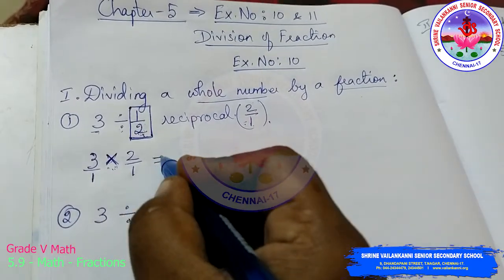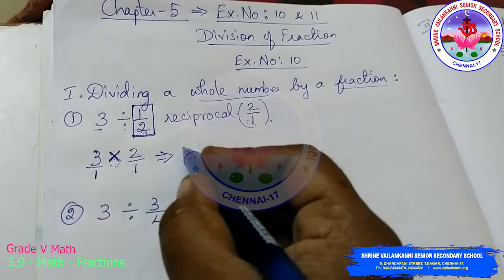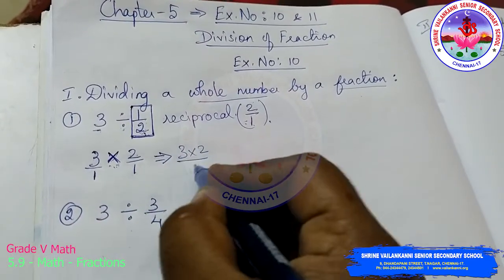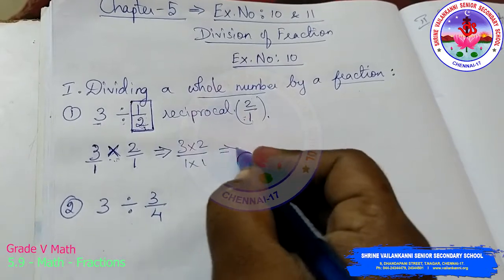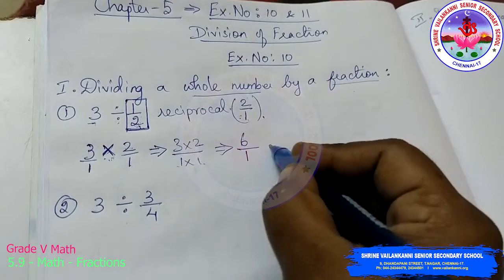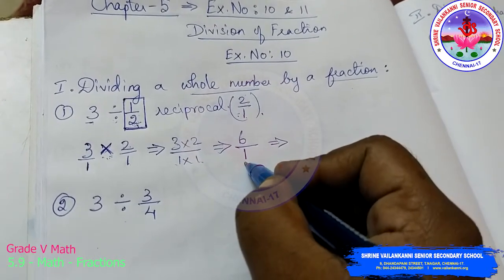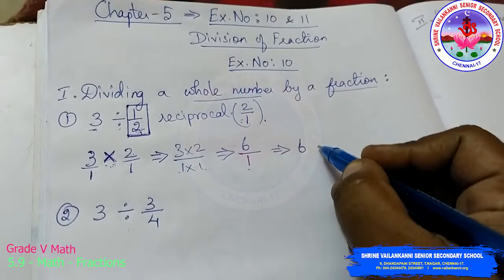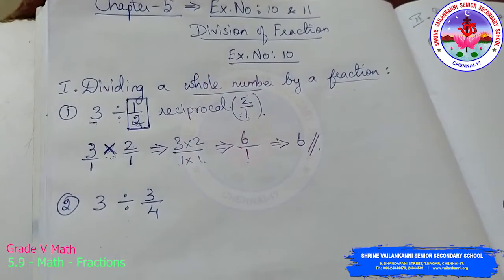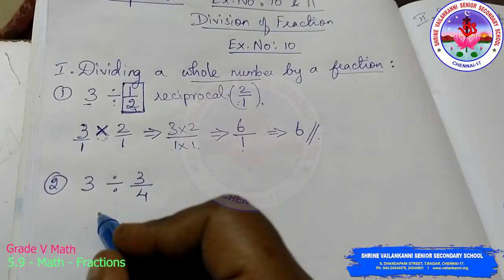So now multiply the numerator and numerator, denominator and denominator. 3 into 2 by 1 into 1. So 3 2s are 6 by 1 into 1, 1. Any fraction which has the denominator as 1, you can consider it as a whole number, which is 6 here. Understood?